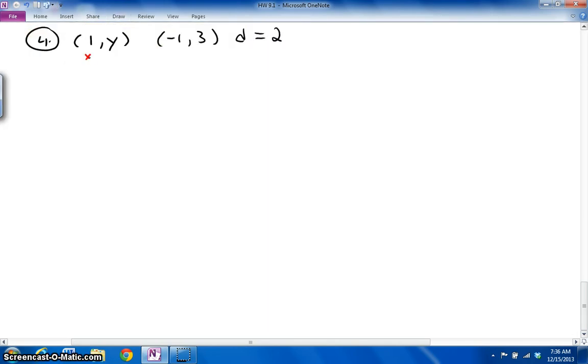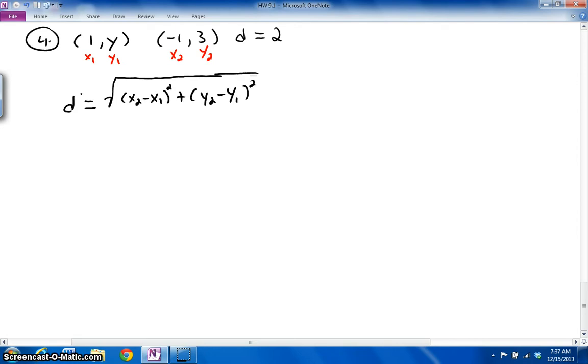Alright, so our 1 will be our x1, y would be our y1, negative 1 would be the x2, 3 is y2. Okay, so if we recall, our distance formula equals the square root of x2 minus x1 squared plus y2 minus our y1 squared.